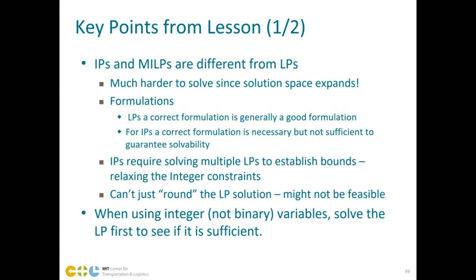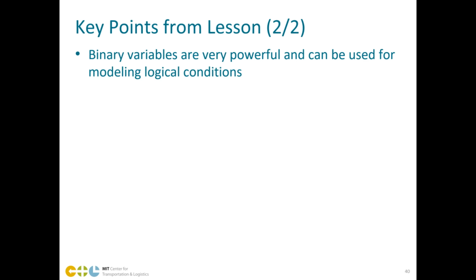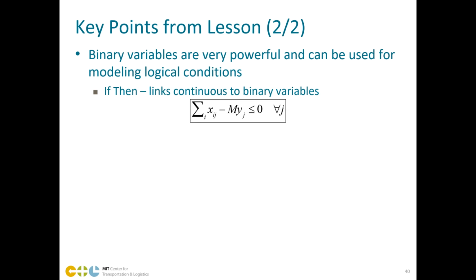And when using integer variables, you should always try to solve the relaxed solution first and see if that's sufficient. Always take a look at that. Then we introduced binary variables, and this is the real meat of this lesson. They're very powerful, and you can use these for including logical conditions in your model. So if-then conditions link continuous variables to binary variables, and you have this sum of x_ij minus big M times y_j less than or equal to 0, and this ties together the continuous variables, the x_ij's, with the fixed variable y_j, the binary variable.